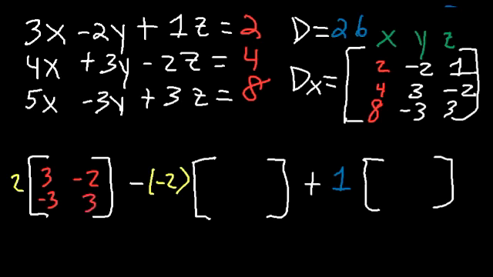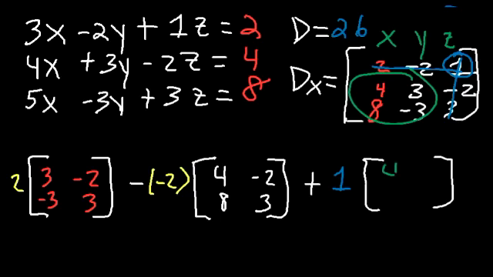Now for the second one, we need to get rid of the negative 2. So it's going to be 4, 8, negative 2, 3. Now for the last one, let's get rid of the 1. So let's eliminate row 1 and column 3. So what we have left over is 4, 8, and 3, negative 3. So let's evaluate the determinant.